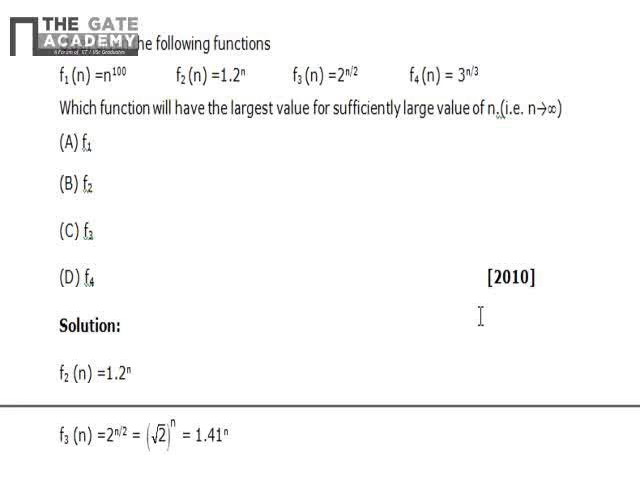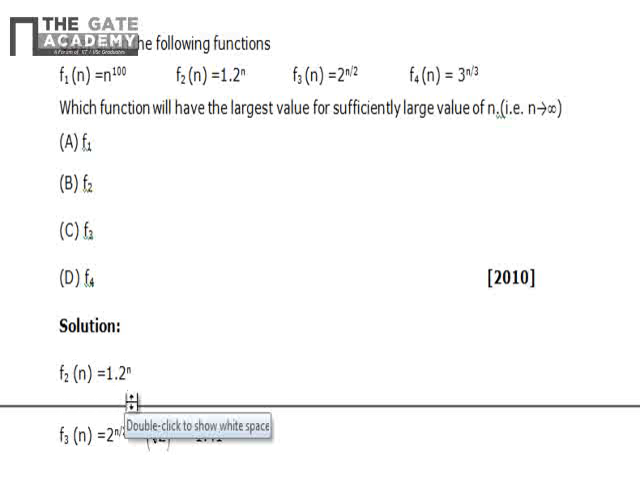Sometimes students get confused with these kinds of problems. They think that this is a very tough problem, but we can solve this very easily. Just have a careful look at the function f2. f2(n) is equal to 1.2 raised to n.